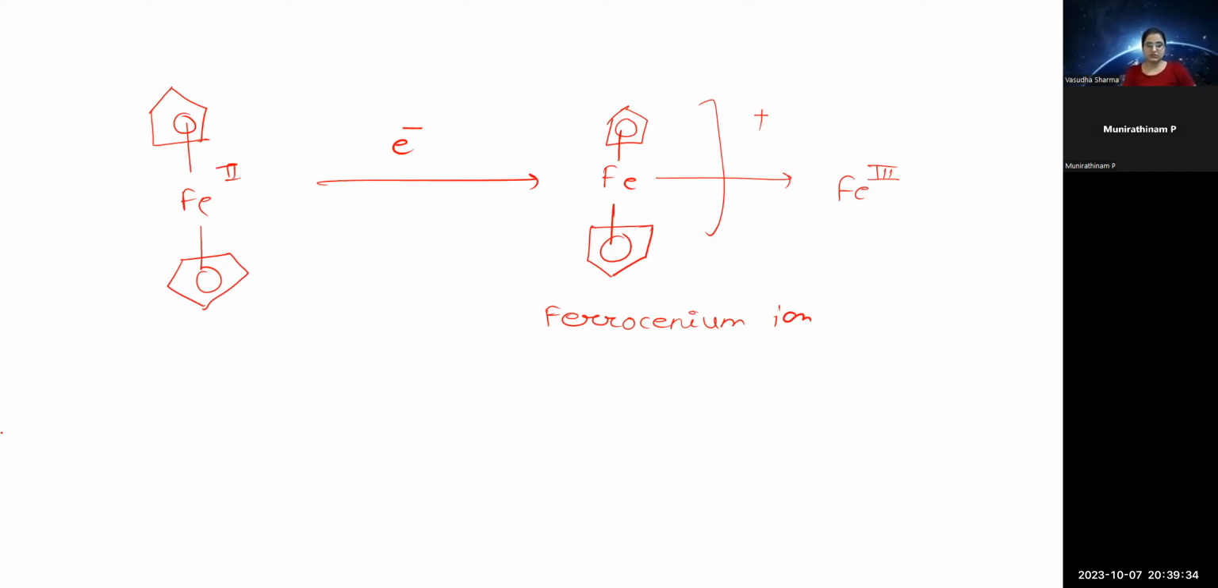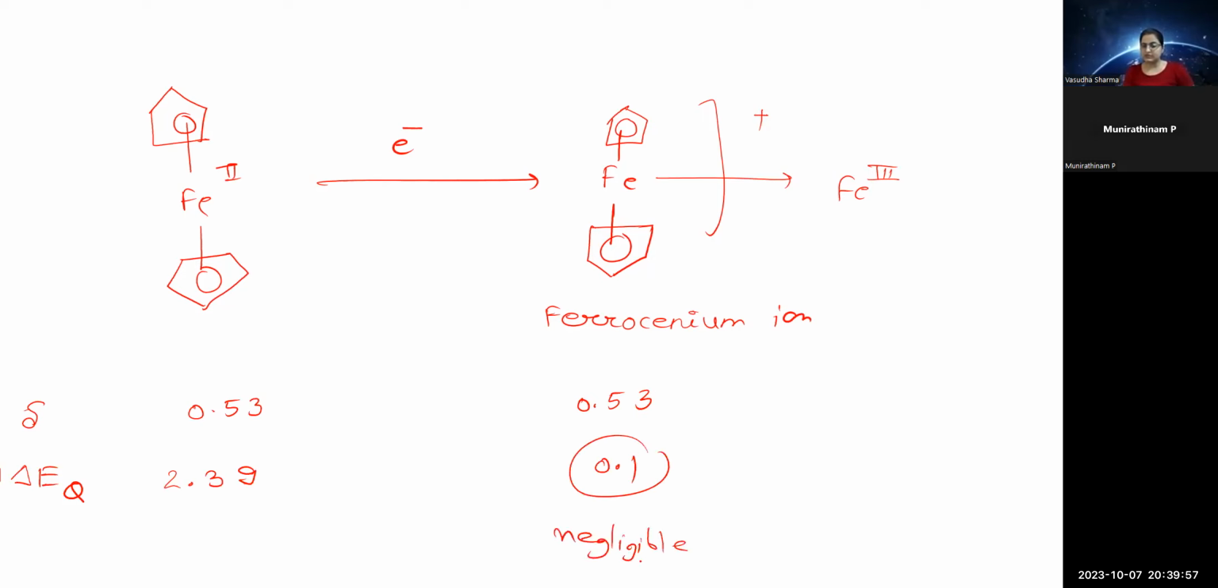When we check the Mössbauer spectra, we get to know that the delta value here is 0.53, and here also it is 0.53. And the quadrupole splitting, delta EQ, is 2.39 here, but 0.1, which is negligible, in this particular case. Now, generally, with all the concepts we have understood, if I have iron 2 and iron 3, which one is going to give me a more negative value?